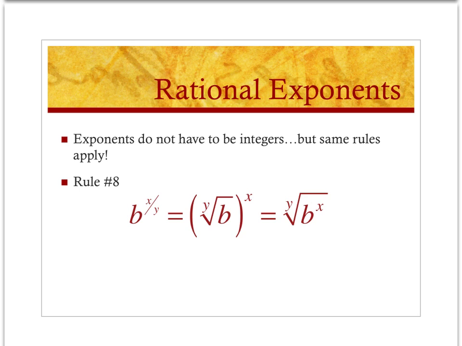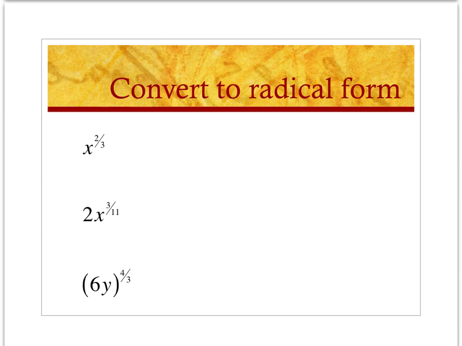The other way you can write this is the reverse order. So we raise b to the x, and then we take the y root of that. So it can be written either way, but this is something you should definitely have in your notes and be able to apply. The directions here are to convert to radical form, so I want to make it look something like this. Usually I do the y first and the x second, but again it doesn't really matter.